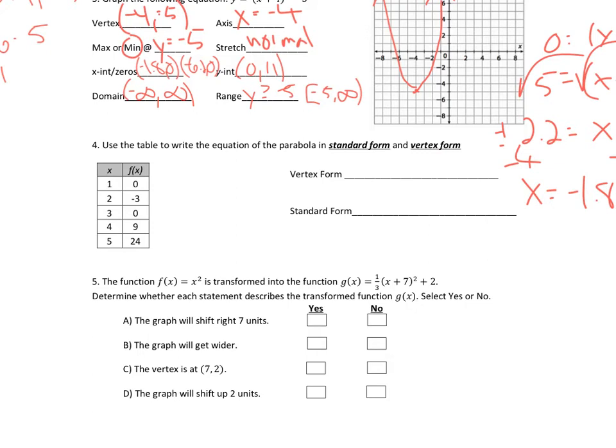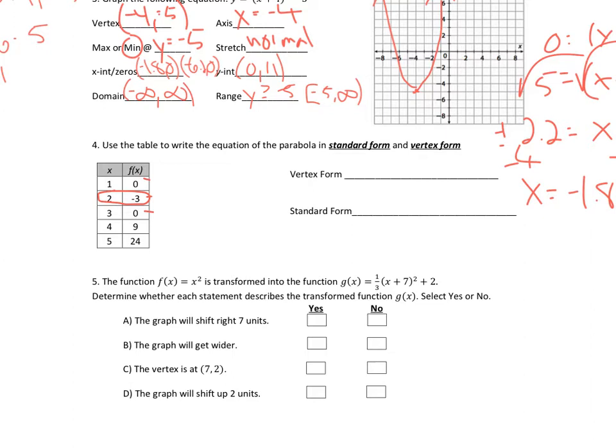All right, so we want to use the table to write the equation in standard and vertex form. So we need to identify our vertex first. So I have 0 and 0. 9 and 24 don't match up with anything, but we get negative 3, and then we go back up to 0. So this ends up being our vertex.